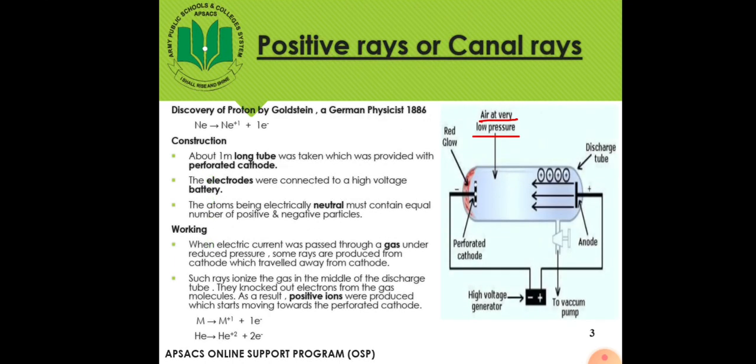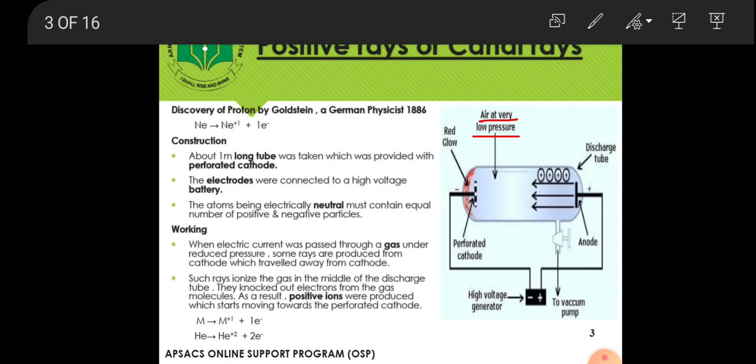Students, let's understand the discovery of proton or positive rays or canal rays. Protons were discovered by Goldstein, who was a German physicist, in the year 1886. Let's understand the construction. He used a 1 meter long discharge tube. This discharge tube was provided with a perforated cathode. A perforated cathode is a cathode containing holes in it, or we can say a cathode containing canals. Canals means holes or openings.